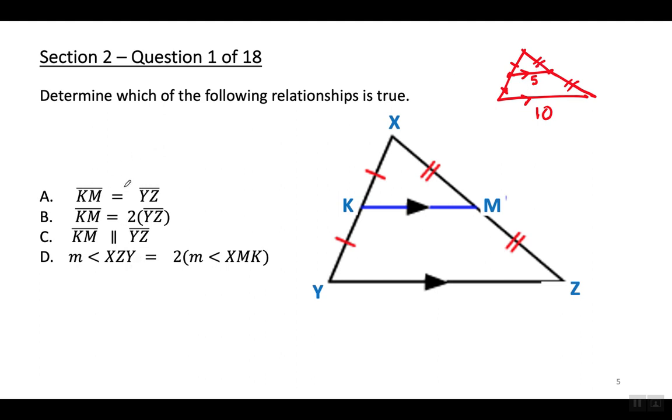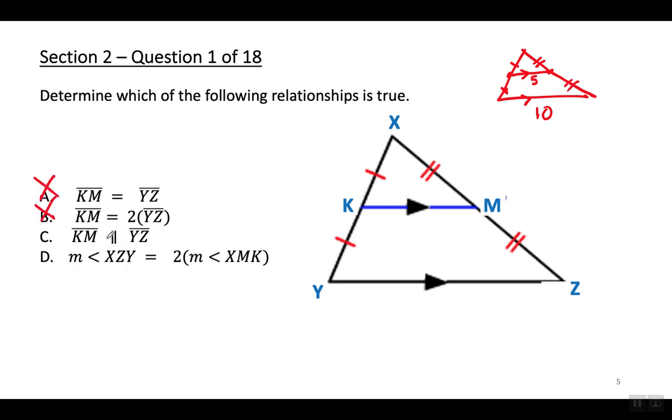So KM does not equal YZ. Does KM equal 2 times YZ? Look at KM. KM is the mid-segment, the line in the middle. All right, does 5 equal 2 times this line? No, because 2 times this line would be 20. 5 does not equal 20. So the first two are wrong.